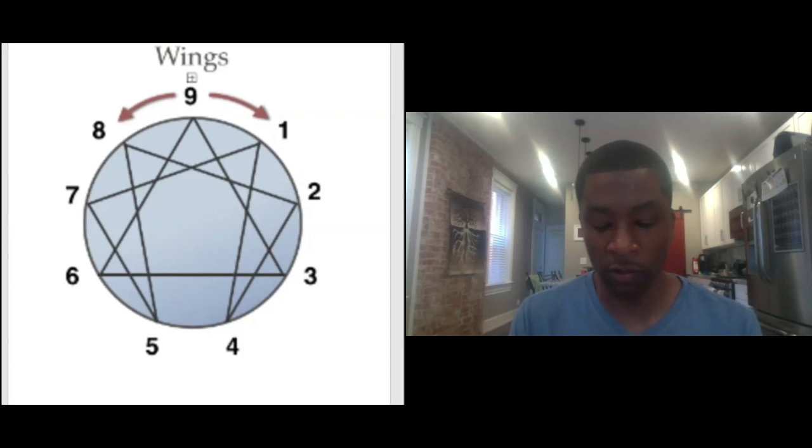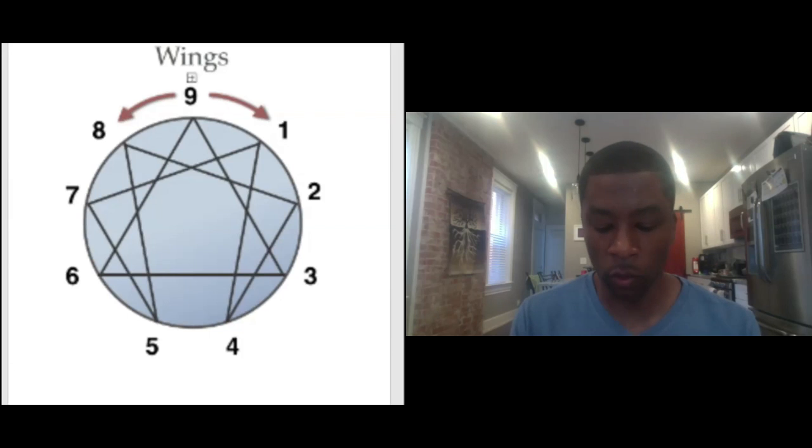The wings are best described as a subtype for each personality that help you zero in on your type with greater accuracy. Each personality type has 2 wings, which are the numbers adjacent to each type. So as this slide shows, if you're a 9, your wings are 8 and 1. If you're a 1, your wings are 9 and 2, and so on and so forth.